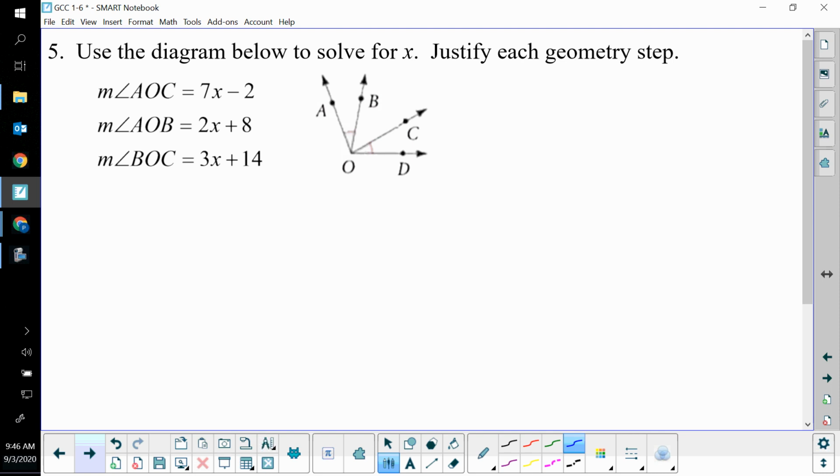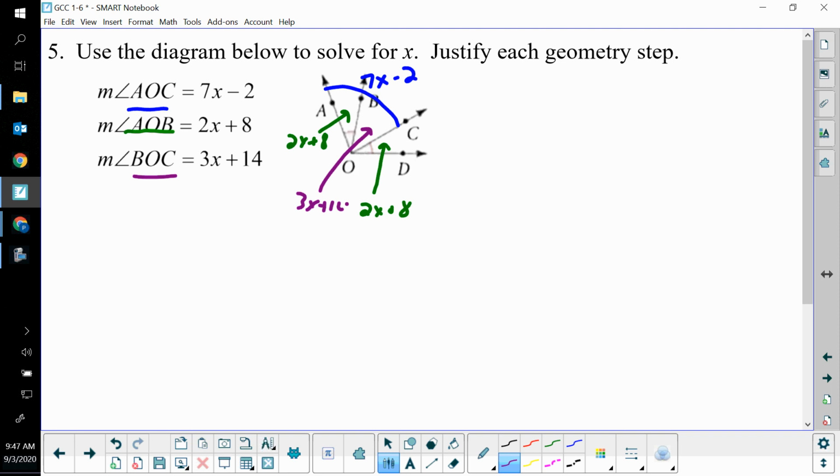And our last one for this video, we're going to solve for x. Now they gave us AOC is 7x minus 2. So this whole big angle is 7x minus 2. AOB, this one here, is 2x plus 8. Well, notice it had that red marking on it. So that tells us we also know this one is 2x plus 8. And then BOC, so this one right here is 3x plus 14.